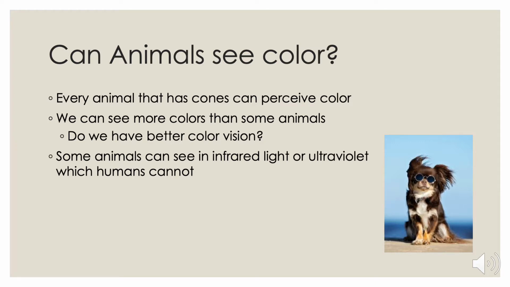They would see in pastel colors, while other animals can see more of a range of color. Some animals can see in infrared light or ultraviolet, which humans cannot. The location and number of certain color cones can detect how strong the animal perceives a certain color.